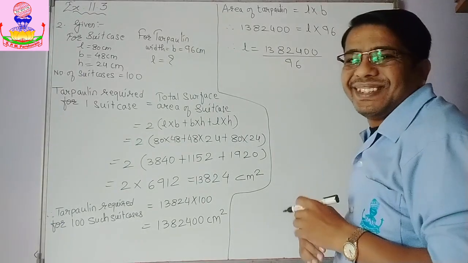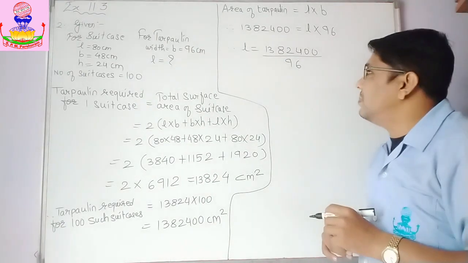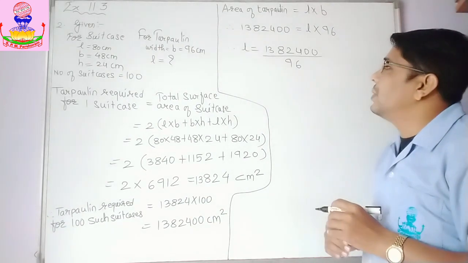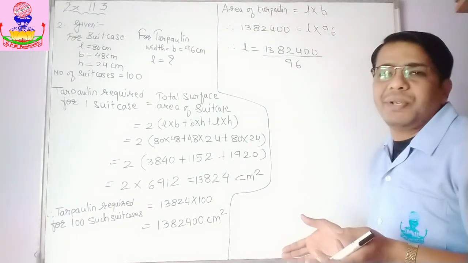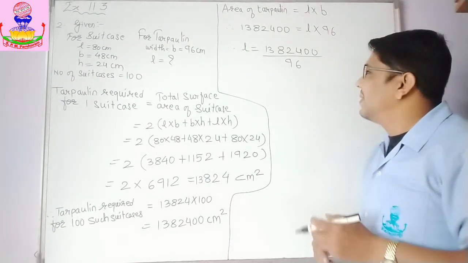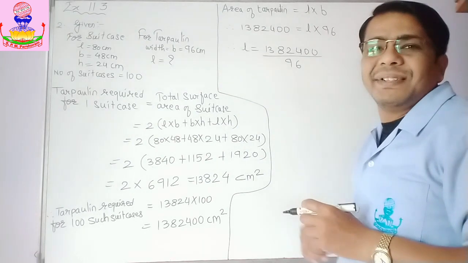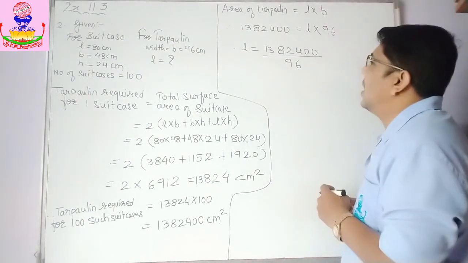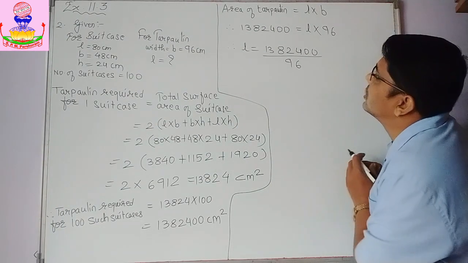Now what can we do? Reduce it. We don't know the tables. 96, I too don't know. So let us reduce them. Now, can I divide by 4?